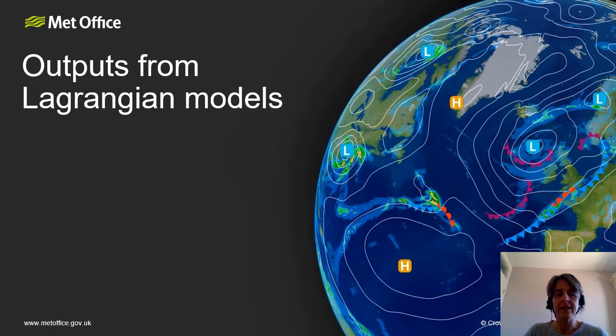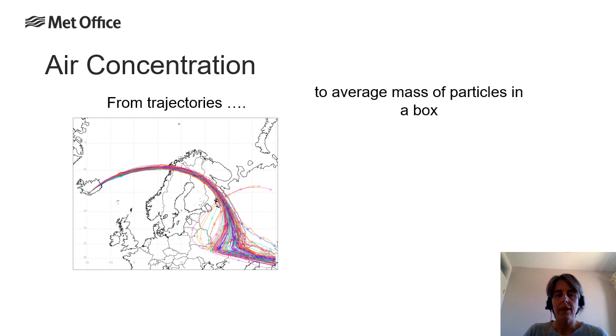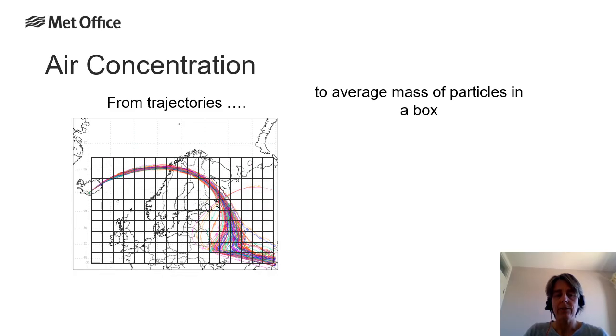We're going to finish this presentation by looking a bit more about outputs from Lagrangian models. We've already talked about trajectories within the model and following NAME model particles throughout the model atmosphere. But how do we convert this into the product that we want? Say, for example, forecasting air concentrations. We do this by putting an output grid over the region of interest. This is specified by the user.